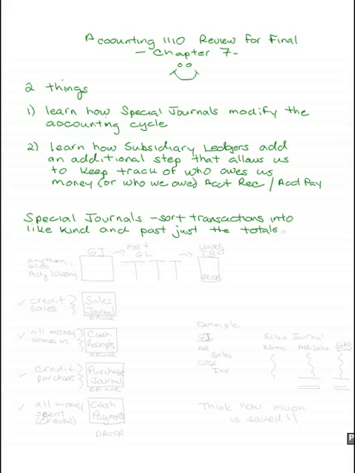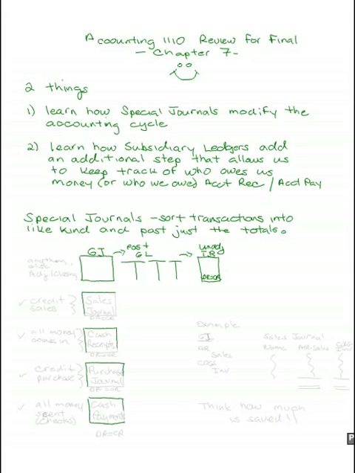Special journals require that we sort transactions into like kind, and then we post just the totals, and it will cut your posting time down 100 to 1. That's great news. Let me draw a picture of how they modify the first step of the accounting cycle. Our accounting cycle, as we've learned it so far, has us record all of our transactions in the general journal, post it to the general ledger, and prepare an unadjusted trial balance to prove the equality of debits and credits. Let's see how special journals change this.